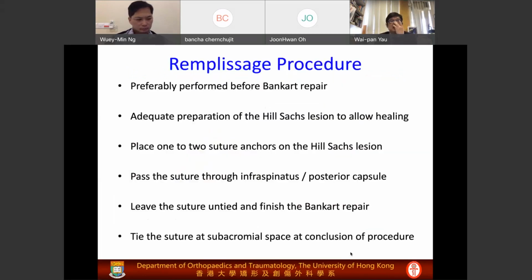So this is the workflow of this remplissage procedure. I would like to perform the preparation before the Bankart repair. I will perform adequate preparation of the Hill-Sachs lesion because this is a biological procedure. I like to put one or two suture anchors on the Hill-Sachs lesion depending on the size. And I will pass the suture through the infraspinatus, sometimes also the posterior capsule. I will leave the suture untied and finish the Bankart repair before I return back.